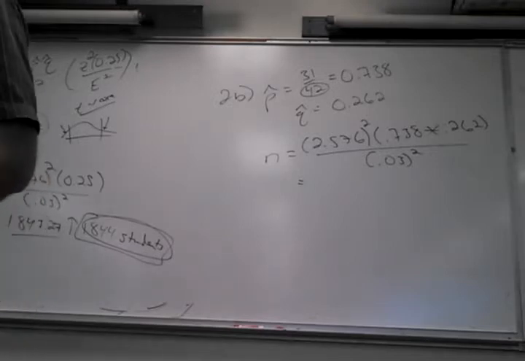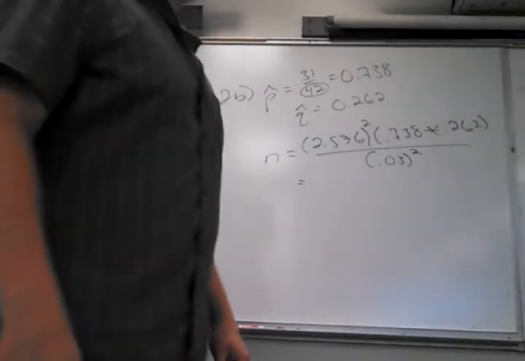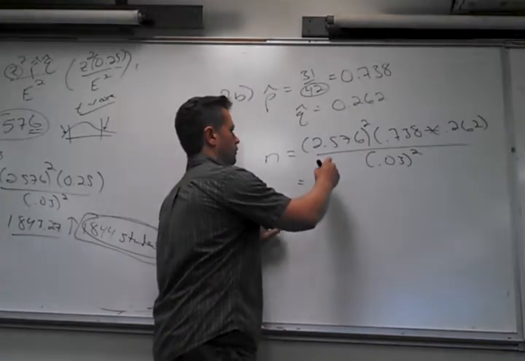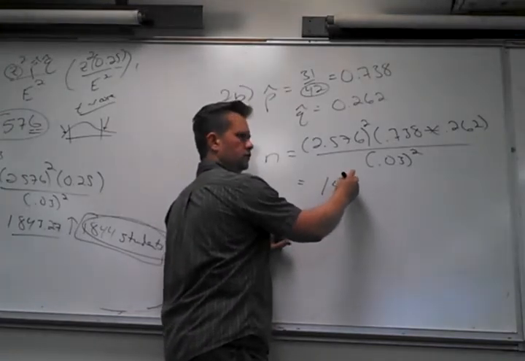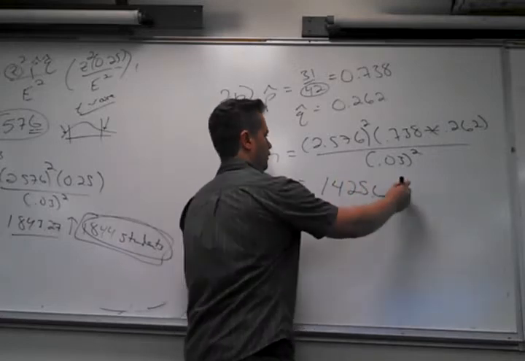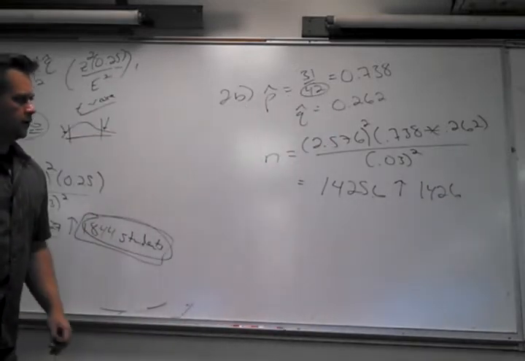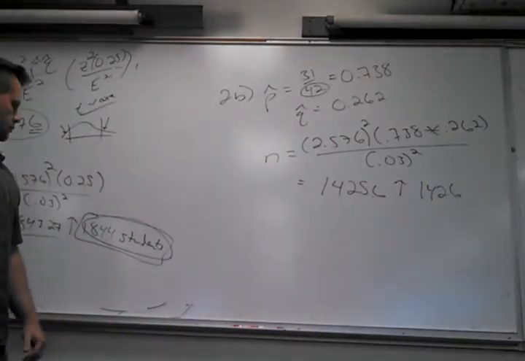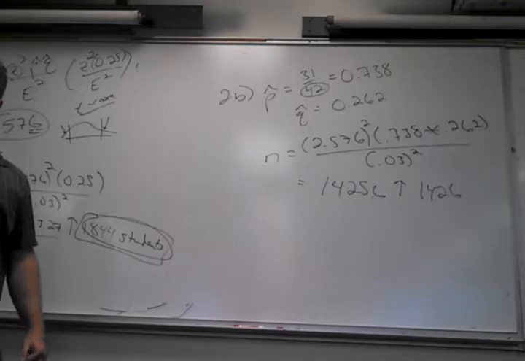Gotta rely on you guys because my calculator is currently filming. What do you guys get for that? 1,425.6. So if I round up to 1,426, it's a little bit better. It's 400 less. Still a lot of students, but 400 less. I could deal with that.